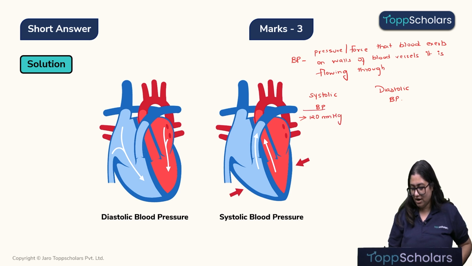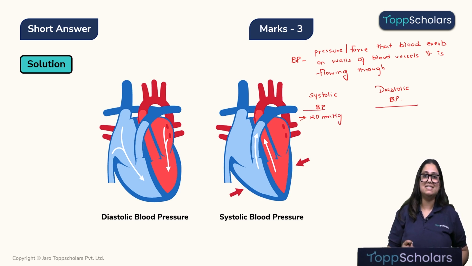Similarly, children, after contraction, when the heart rests, the blood still continues to flow in the vessel through some pressure and force, and that pressure is known as the diastolic blood pressure. It is of a lower value, and that is 80 mmHg.